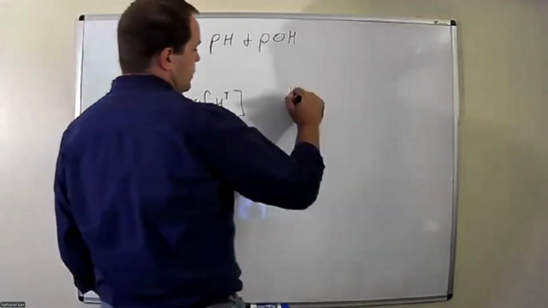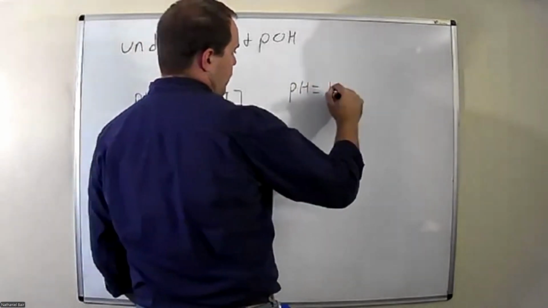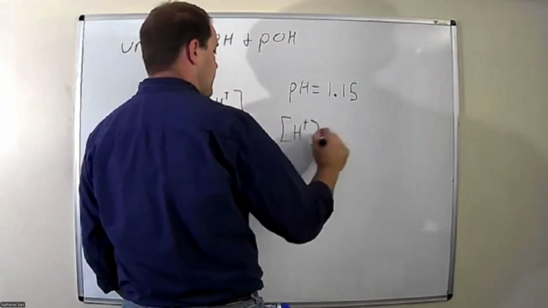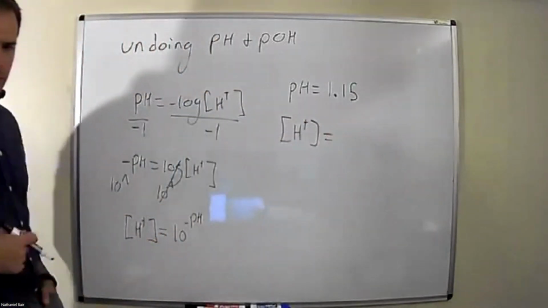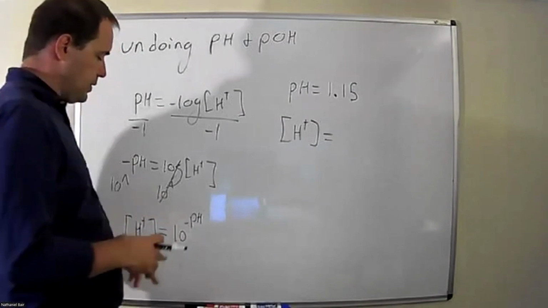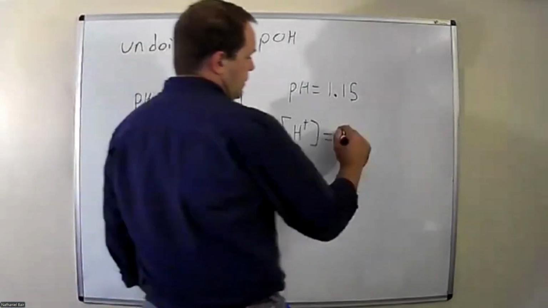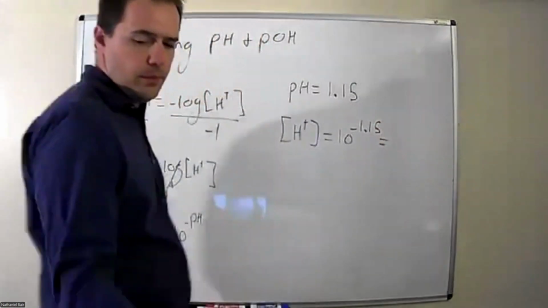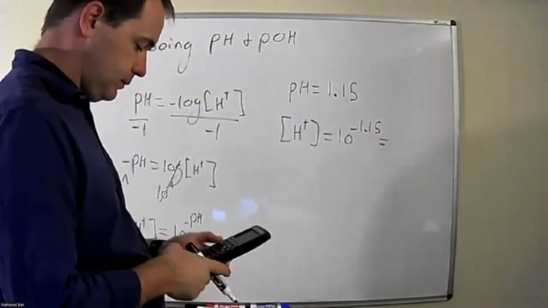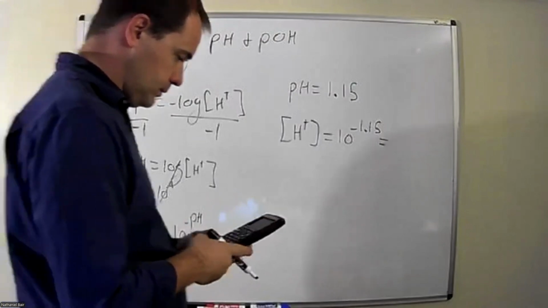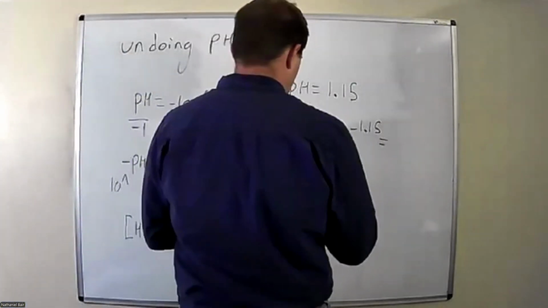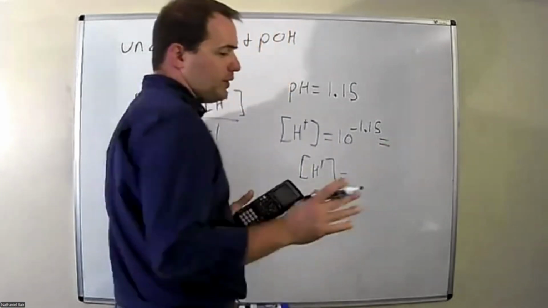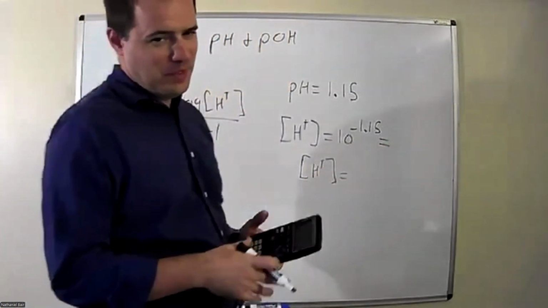What if I told you that a solution had a pH of 1.15? What would the hydronium ion concentration be? Well, the hydronium ion concentration is 10 to the negative pH. So 10 to the negative 1.15. That would be a hydronium ion concentration. Now, we have to try to apply the sig fig rule backwards.